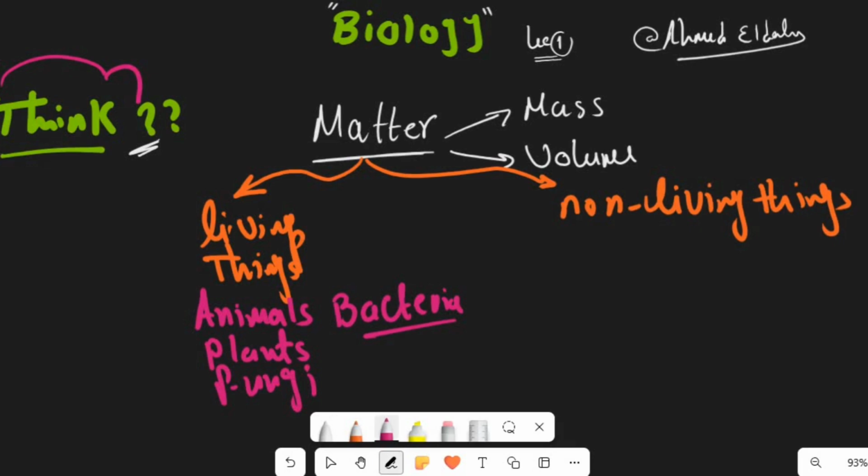Non-living things like the tree. The tree is a plant actually. Okay. Non-living things like rocks, like water, like air, like metal, like plastic. All of those things are non-living things. But how can we differentiate between non-living things and living things?